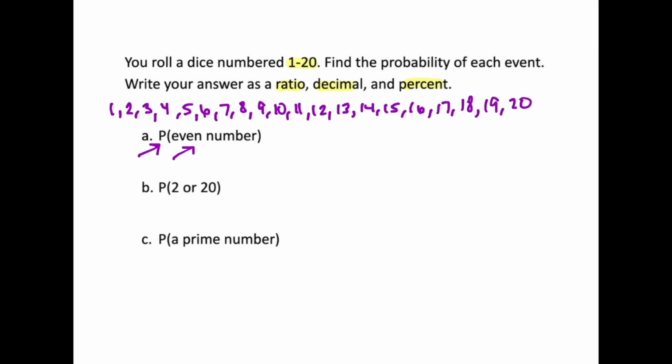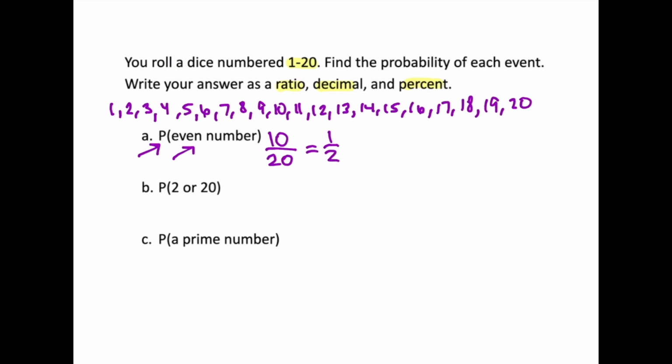Also, remember that probability is the number of favorable outcomes over the total number of outcomes. So we want to start by writing our ratio. How many even numbers are there? We have 2, 4, 6, 8, 10, 12, 14, 16, 18, and 20. How many is that? That's 10. And how many total possibilities are there? There's 20. Now we can simplify 10 over 20 to equal 1/2. That's our probability as a ratio.